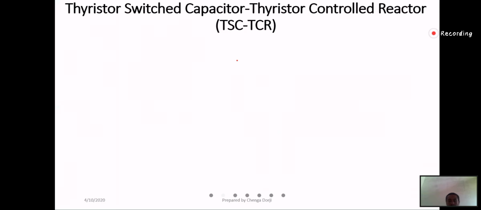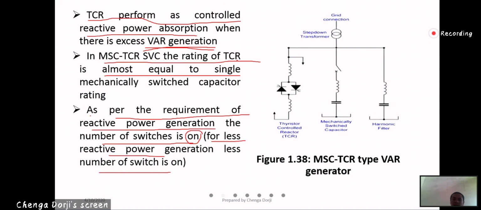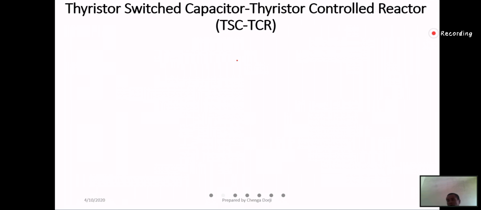So the second type is there, and these are actually rarely used; just for the purpose of understanding we have done them. So FC TSR and then MSC TCR are rarely used in practical application. The most commonly used are this one. So this is the most commonly used type of SVC for the VAR compensation. Okay, why is it more commonly used? This one.